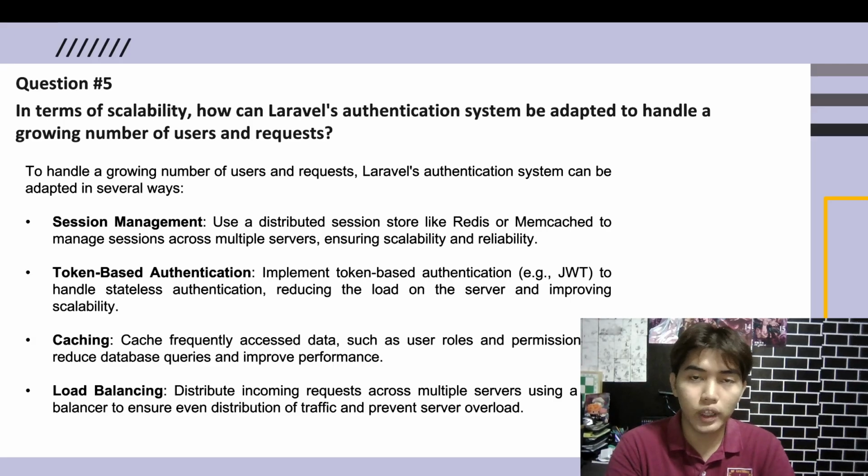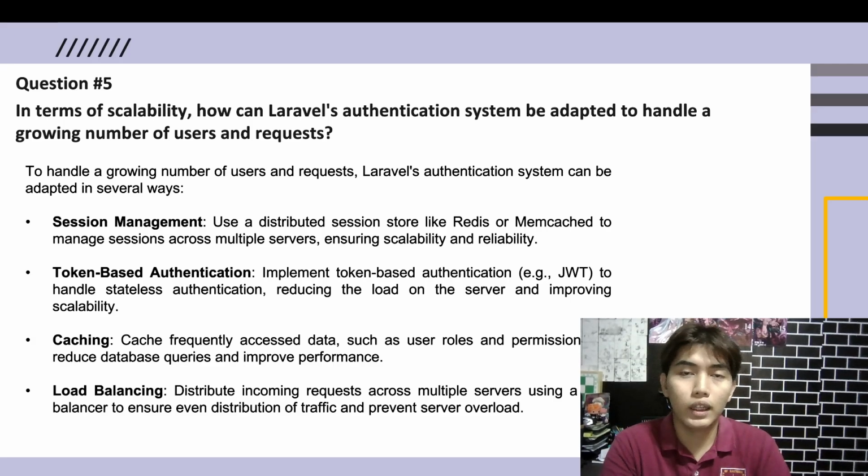Second one is token-based authentication. Implement token-based authentication to handle stateless authentication, reducing the load on the server and improving scalability. Third one is caching. Cache frequently accessed data, such as user roles and permissions, to reduce database queries and improve performance. And last one is load balancing. Distribute incoming requests across multiple servers using a load balancer to ensure even distribution of traffic and prevent server overload.